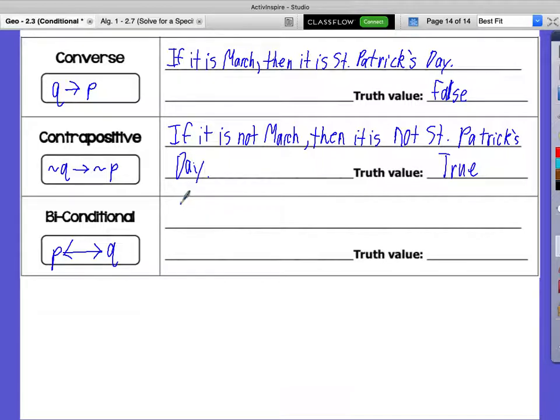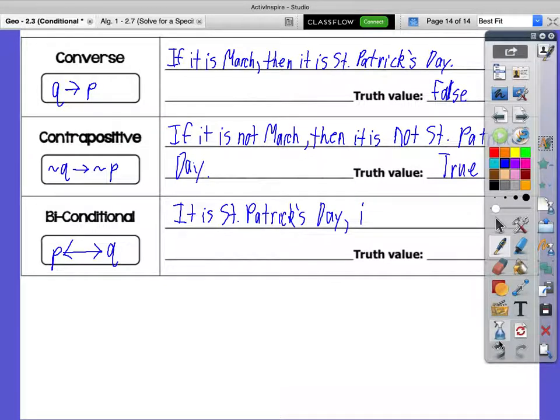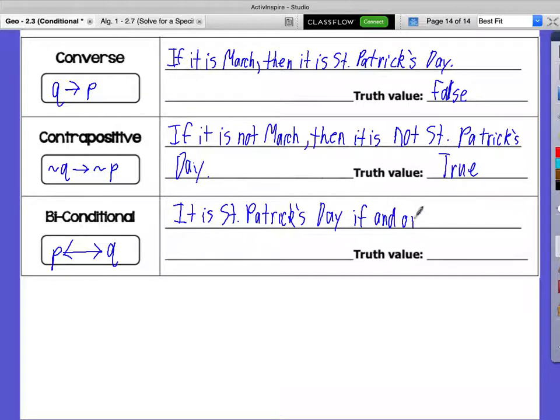It is March. Start out with our P. Oh, if it is March. No, it is St. Patrick's Day. It is St. Patrick's Day, if and only if it is March. Very good. It is St. Patrick's Day if and only if it is March. Now we said, okay, back up. All we did was we took our P, it is St. Patrick's Day, but if and only if, then we put our Q, it is March.